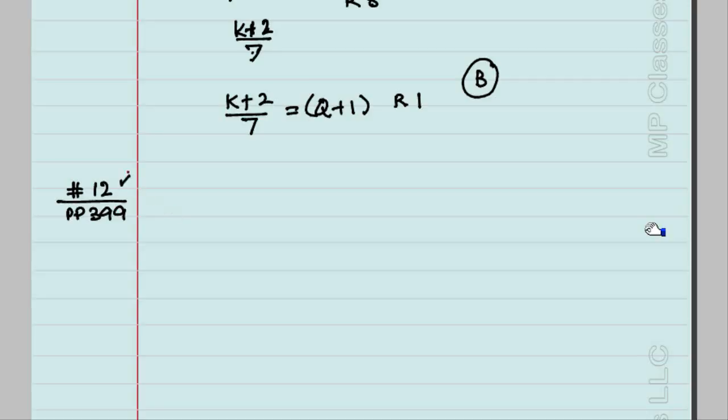Problem number 12 on page 399 is on analysis of linear graphs. What the problem says is there is a table, and in the table we have the X column that shows depth in feet and the Y column, pressure. So as you go deeper in water, the pressure is increasing.